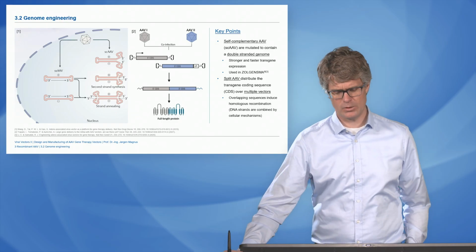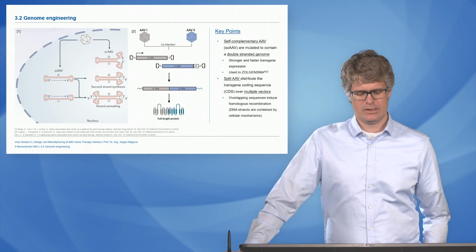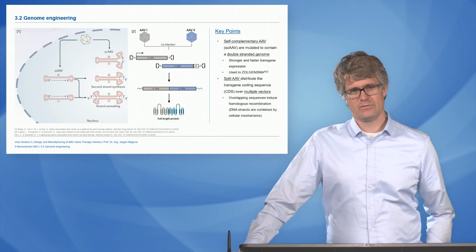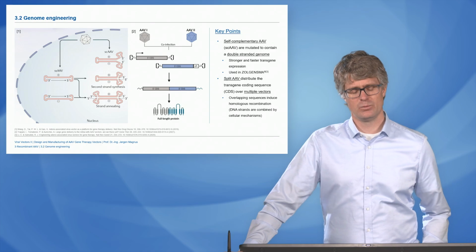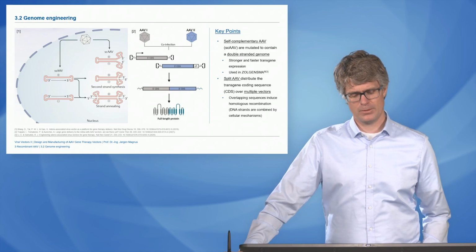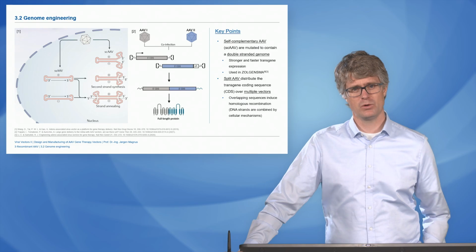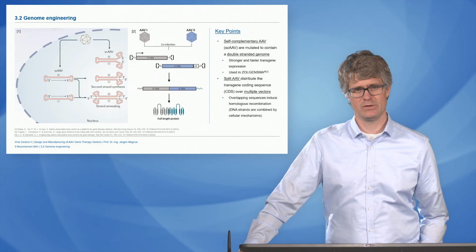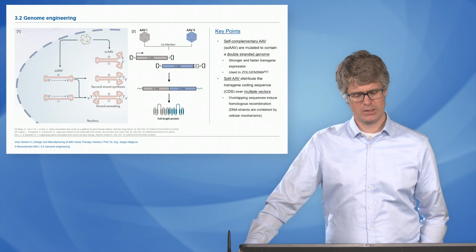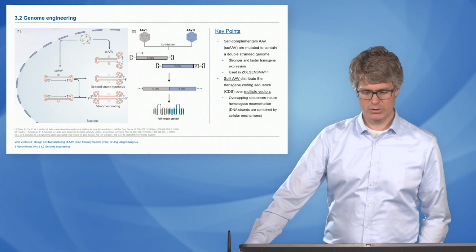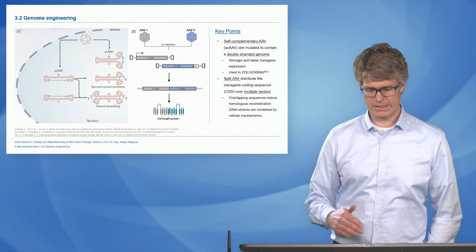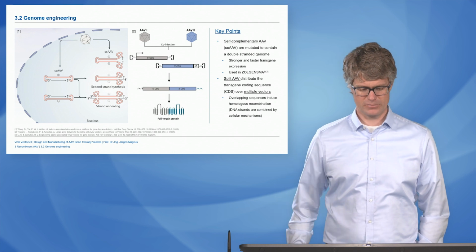Sometimes, one challenge, of course, is that with 4.7 kilobases as the maximum, there are certain proteins or certain genes that are simply too big to fit on an AAV vector genome. This goes, for instance, for the dystrophin, which is the protein that is lacking in Duchenne's muscular dystrophy.